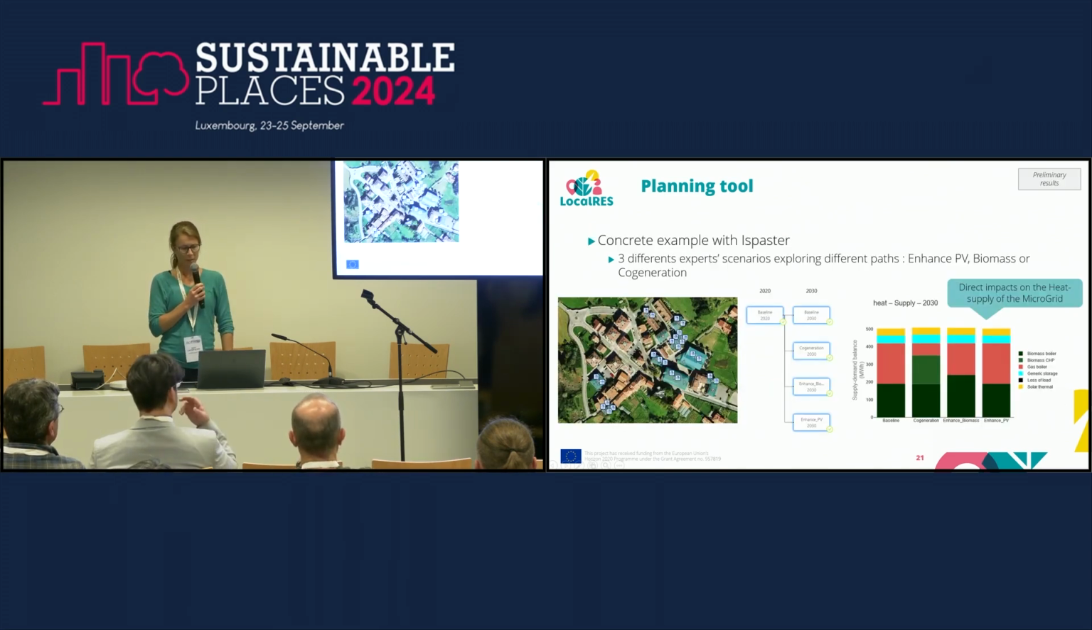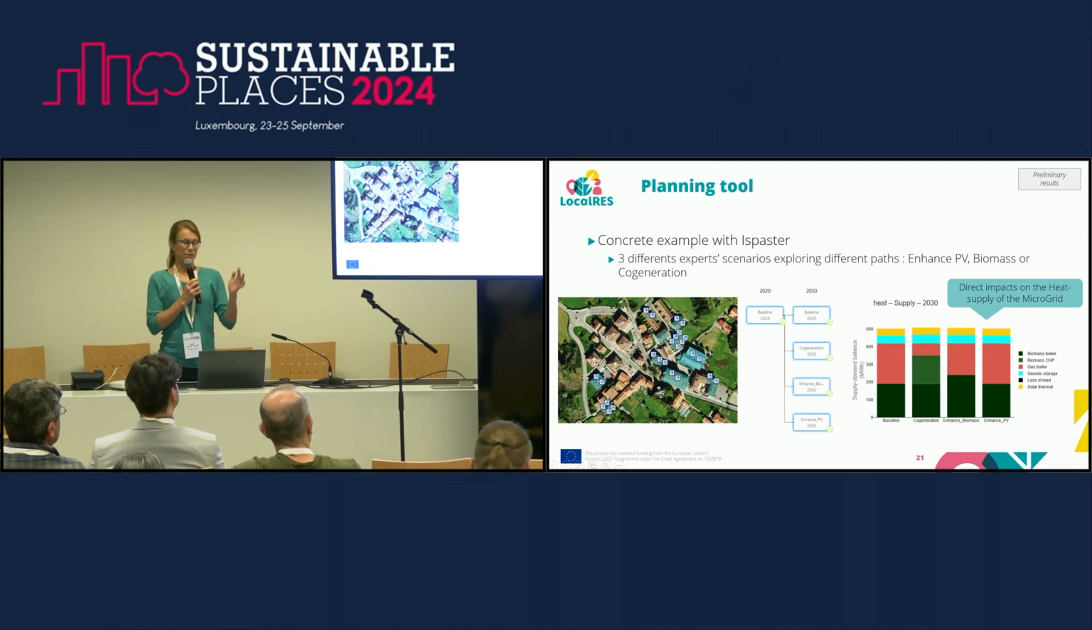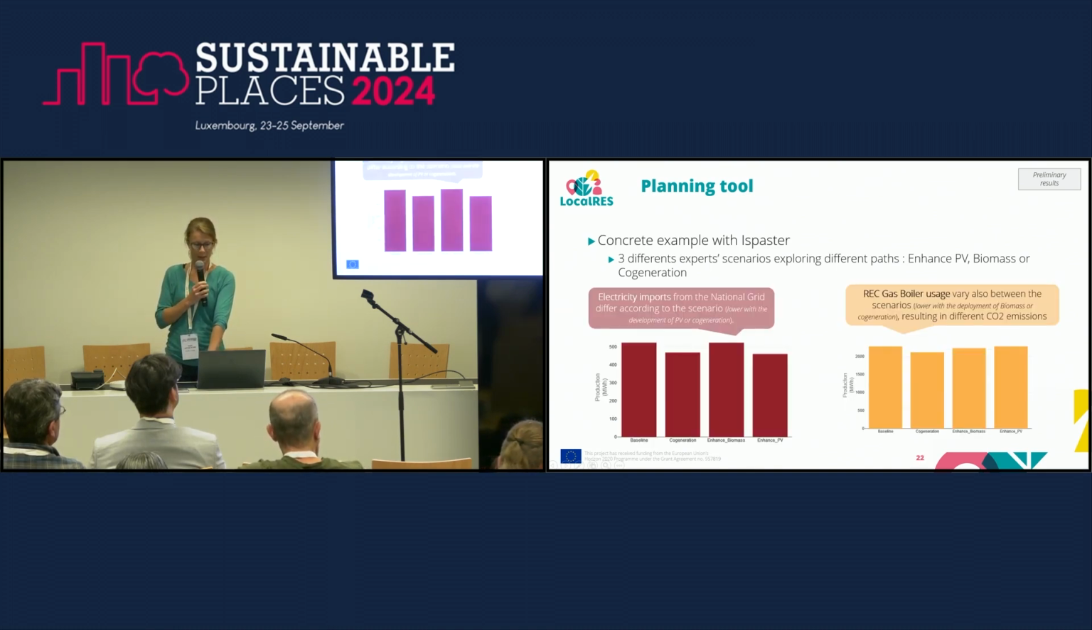One concrete example with East Pastures: 3 different scenarios were generated in addition to the baseline. You can see on the right the impact of the different scenarios in terms of energy mix to be able to meet the heat demand. And then you can check for each scenario what is the impact in terms of electricity imports from the grid, but also in terms of the usage of the local gas boiler, for instance, which will of course lead to the corresponding CO2 emissions. So that was the expert view.